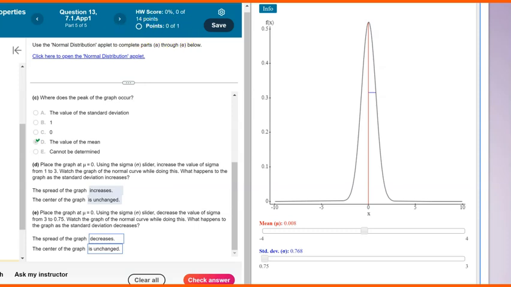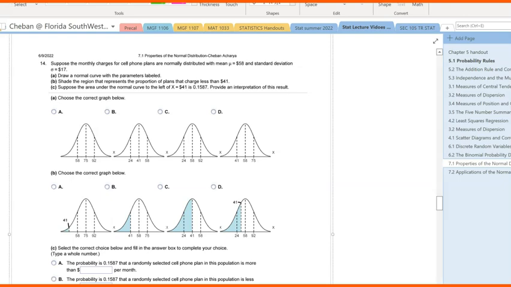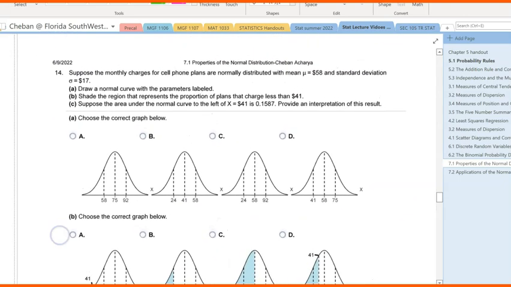Now, last question, question number 14, and here is question number 14. This is similar to the previous one. Suppose the monthly charges of the cell phone plan are normally distributed with the mean 58 and standard deviation 17. You can notice that here, normally distributed with the mean and the standard deviation. Draw the normal curve with the parameters labeled.